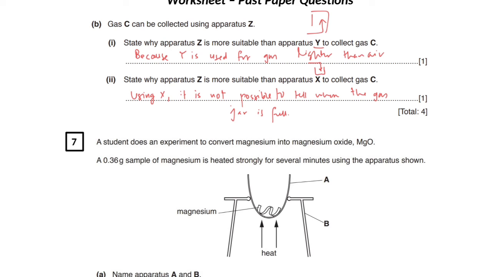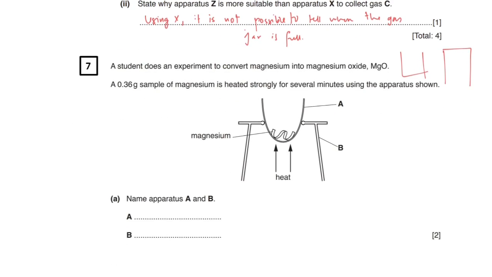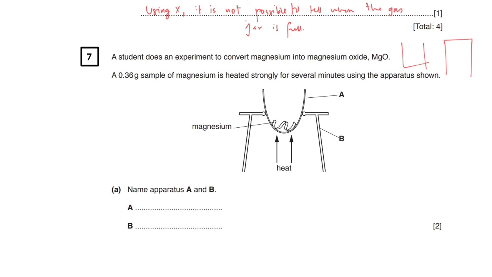So sorry. From here you actually got to know the name of another apparatus, that is a gas jar. These apparatuses are known as gas jars. They can ask you to label this as well. Name apparatus A and B. That is simple. If you know the apparatuses, then it gets really simple.